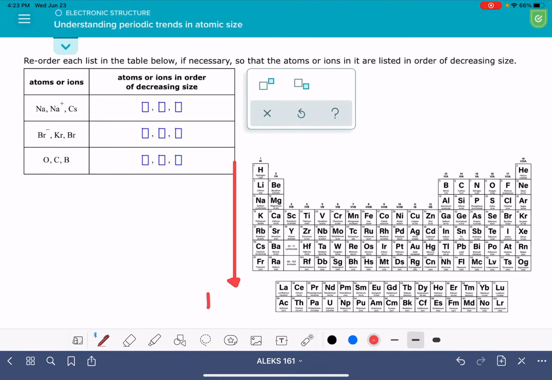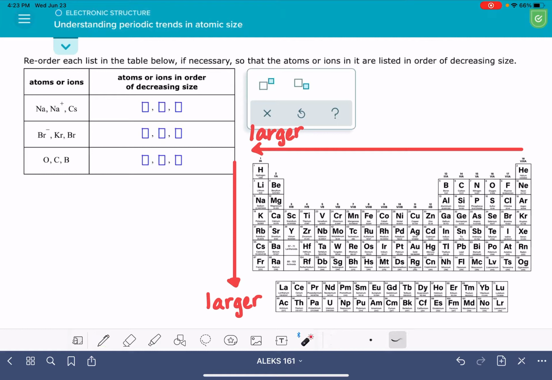Now, the trend for atomic size: as we go down a column on the periodic table from top to bottom, the atoms get larger, and that makes sense because they have more protons, more electrons, things like that.